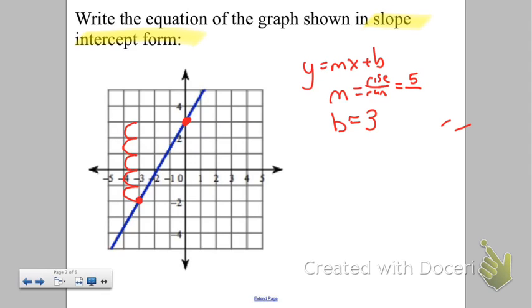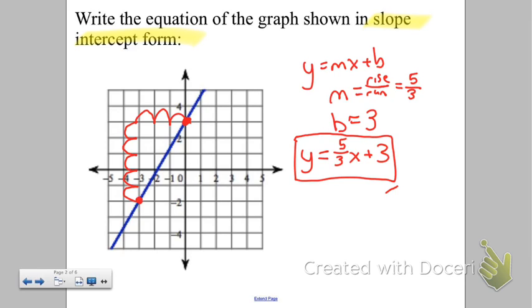Now I count my run. I go over 1, 2, 3. 5 over 3. I always want to keep my slope as a fraction. Now I'm going to take my two numbers and substitute them into my equation. y equals 5 over 3x plus 3. So this is my slope-intercept form equation for my given graph.